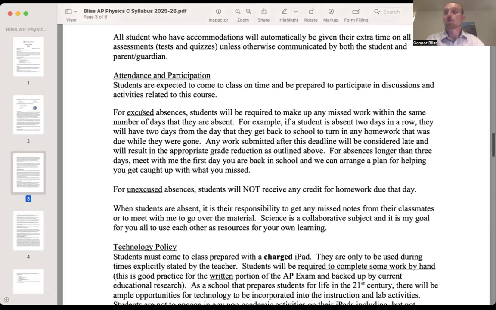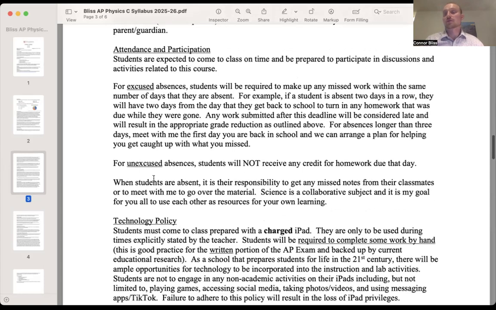As far as things like homework assignments or labs, if you are excused absent, what ends up happening is you have the same number of days you were out to make up that assignment. So let's say you were sick for 2 days, then you have 2 days upon your return to make up that homework assignment. If you have an unexcused absence for any reason, you will not be eligible to receive credit for the homework that was due on the day that you were absent.